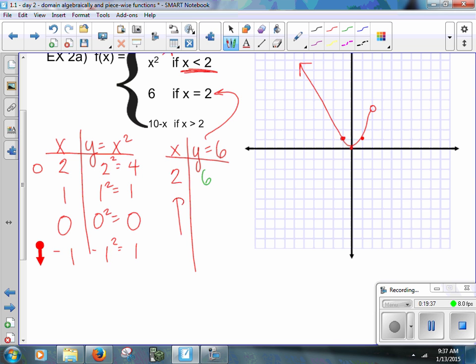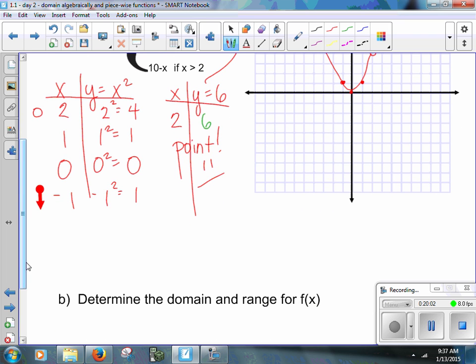If x is 2, then y is what? So what am I plotting for that one? It's just a point. Is it going to be a closed or an open circle? It's going to be a closed circle at (2, 6). So we'll go right 2, up 6: 1, 2, 3, 4, 5, 6. Done with that piece.